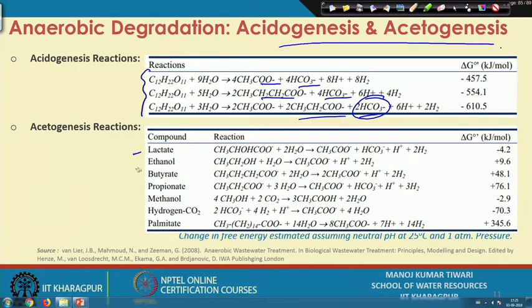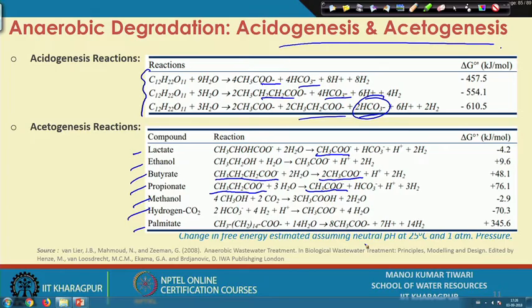Then in acetogenesis, compounds like lactate, ethanol, butyrate, propionate, methanol, hydrogen and CO2 may undergo different types of reactions. Lactate can undergo a reaction like this, and eventually converts to acetic acid. Similarly, butyrate eventually converts to acetic acid, and propionate converts to acetic acid and hydrogen. So things get converted to acetate, acetic acid or acetate ions, and then eventually can be further degraded.